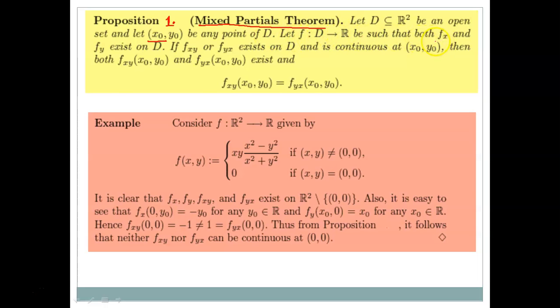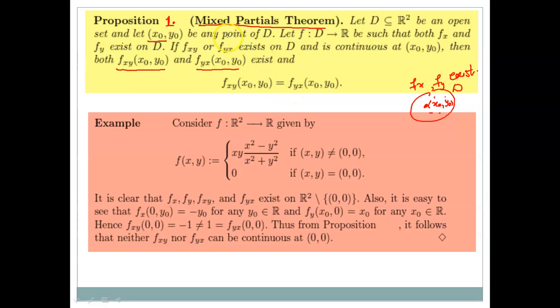such that both first order partial derivatives fx and fy exist on D, meaning at every point of the set D, fx and fy both exist, and are continuous at some point (x0, y0). Suppose these are continuous at this point, both are continuous, then both the second order partial derivatives fxy and fyx exist, and they will be equal.